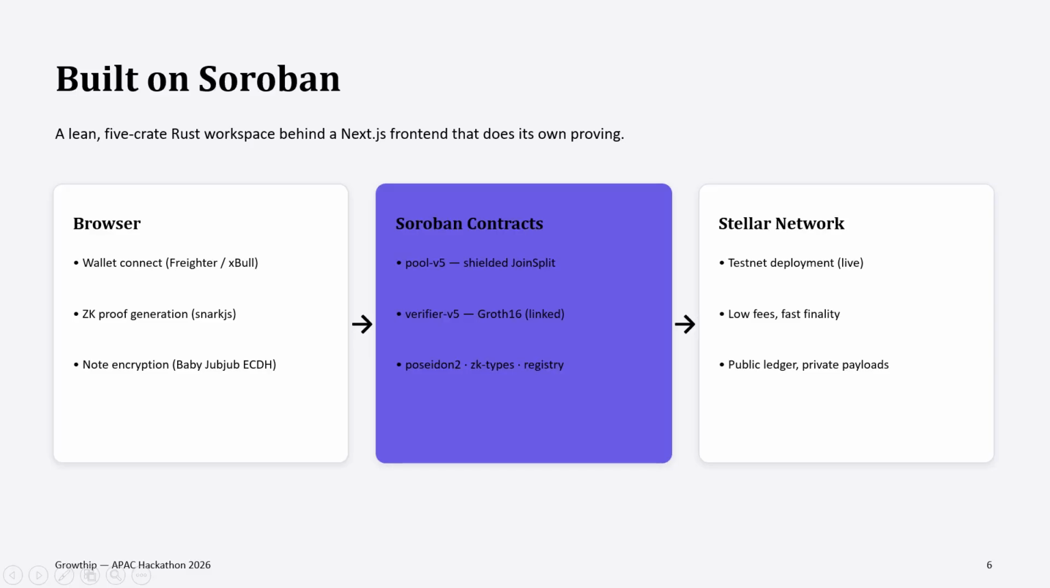Under the hood, a lean 5-crate Rust workspace on Soroban: the shielded pool contract, an in-process Groth16 verifier, and supporting crates for hashing and types, behind a Next.js front-end that does its own proving. All of it live on Stellar Testnet today.